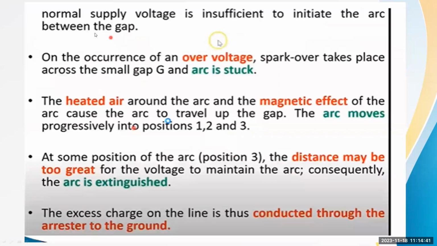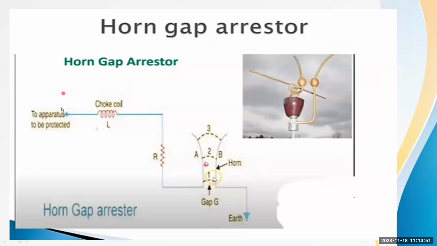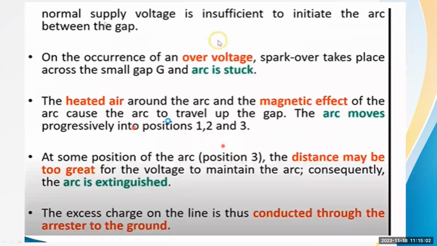Next, the normal supply voltage under normal operating conditions is insufficient to initiate the arc between the gap. The voltage is insufficient to cause a spark here, in between the horns.